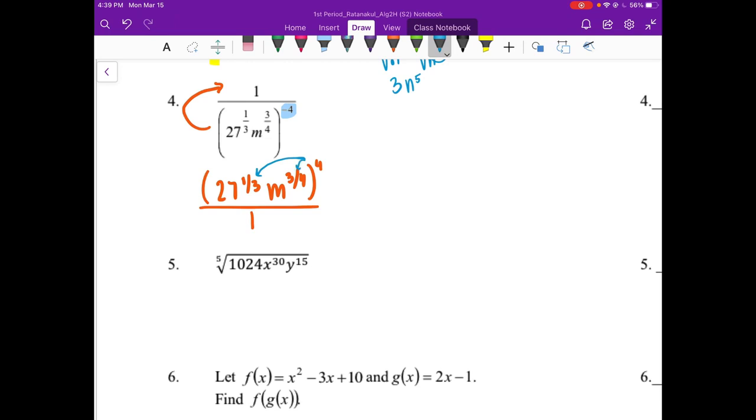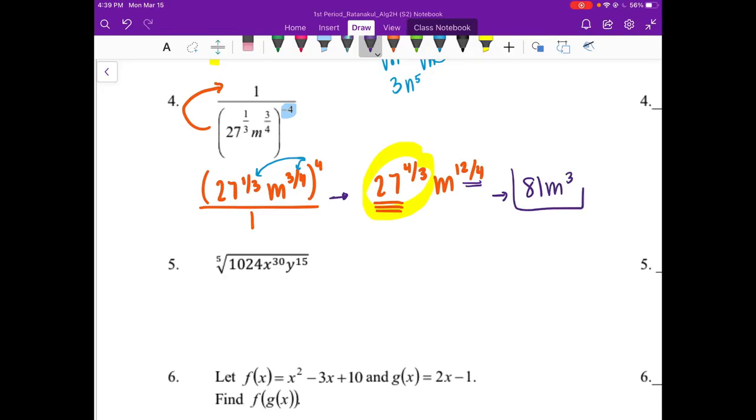So I'm going to go ahead and distribute this 4, and when I do that, I will multiply the exponent inside with that 4 on the outside. So I end up with 27 to the 4/3 and m to the 12/4. From here, we can actually plug this first term into the calculator, and when you do that, you will get 81 back out. And then we can simplify 12 over 4 and be left with m cubed.